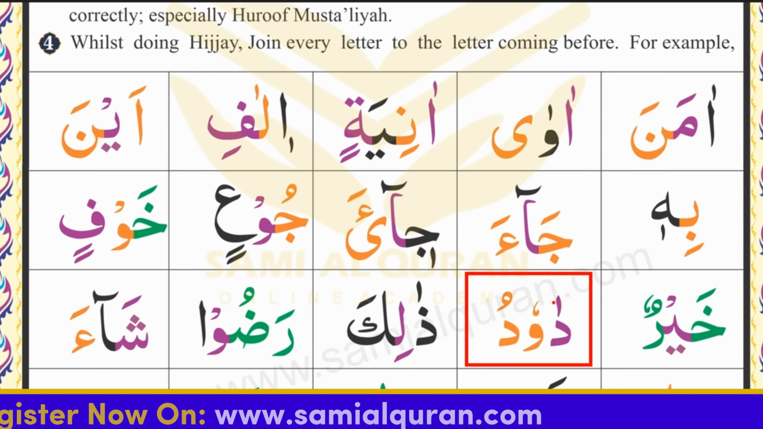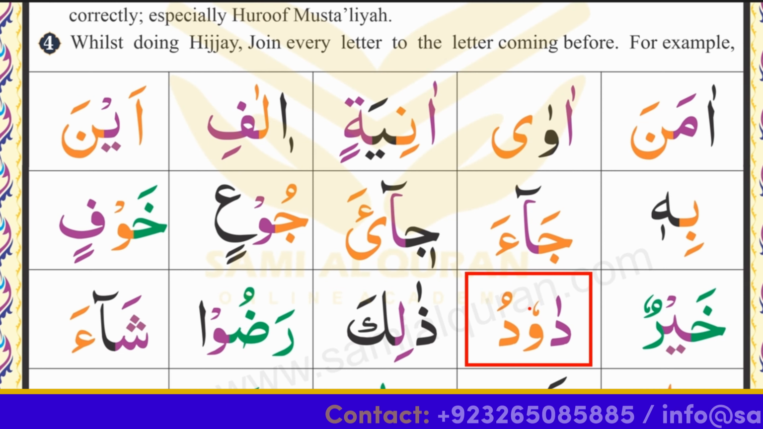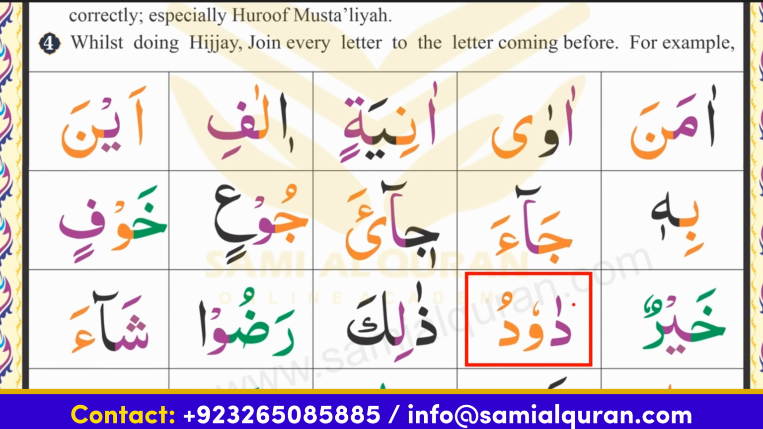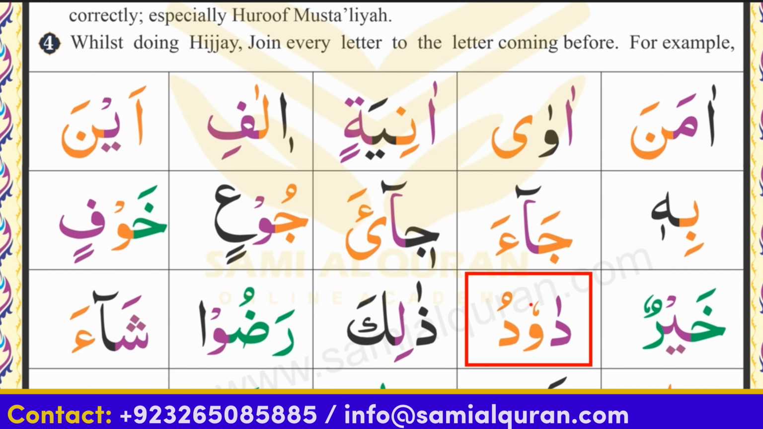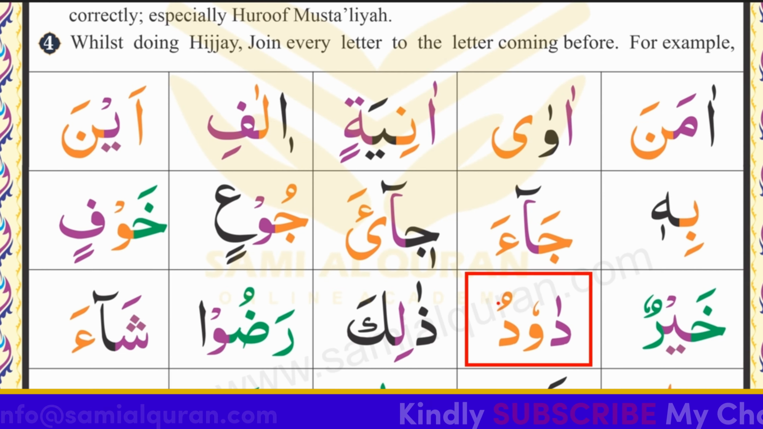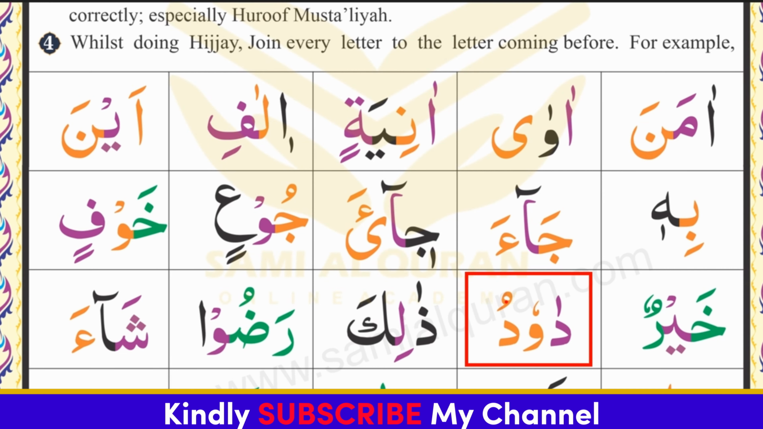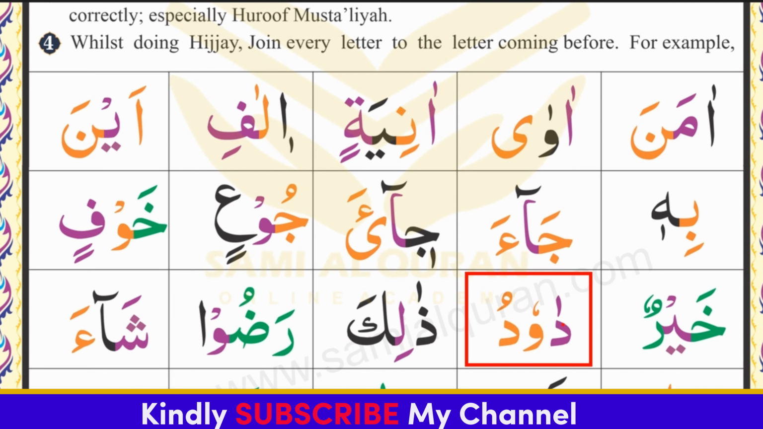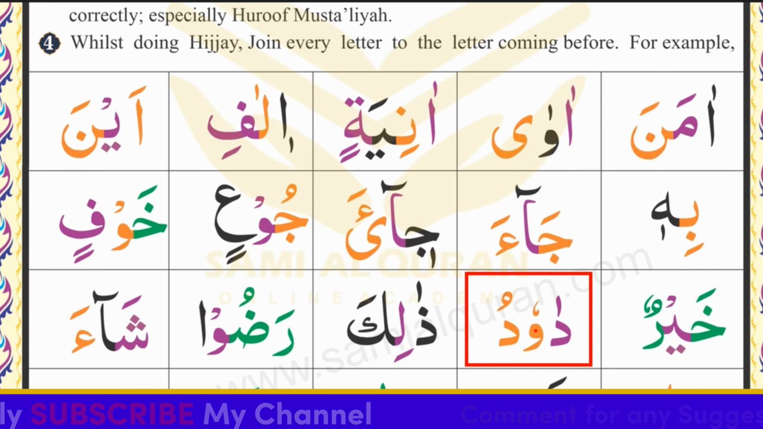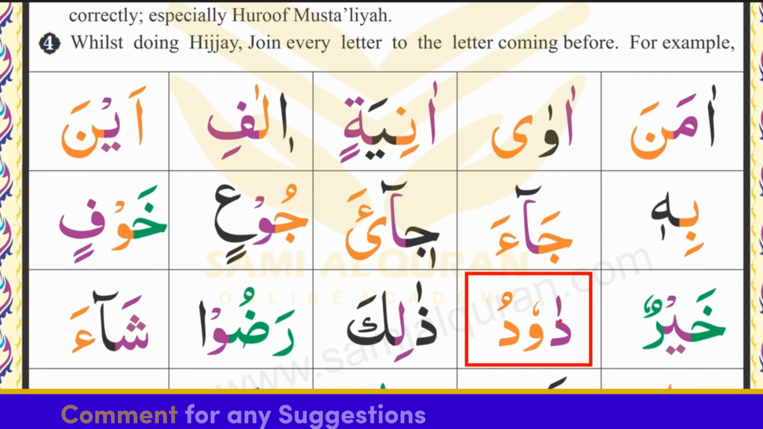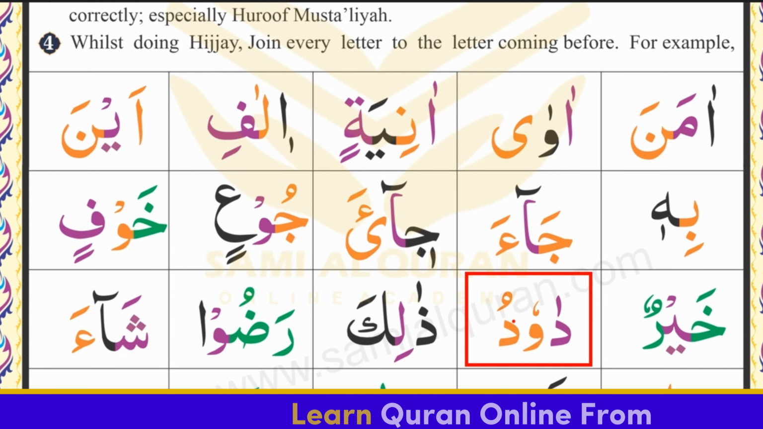Dal standing fatha da. Waw inverted dhamma wu. Dawu. Dal dhamadu. Dawudu. And here we straight the 2 letters like dal and waw. Dawudu. Dawudu. Waqfan. Dawud.